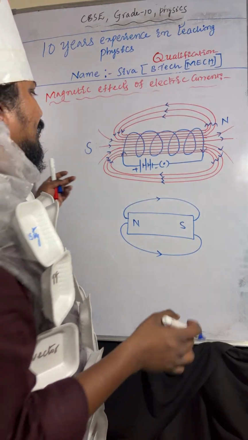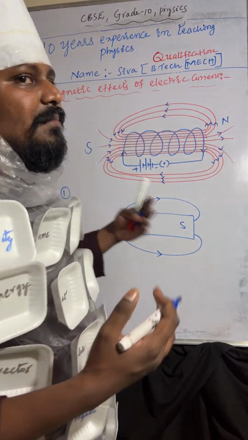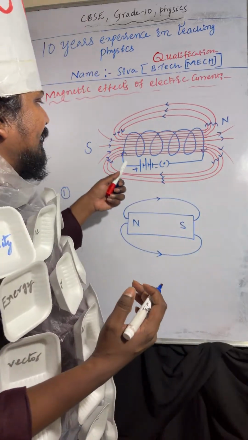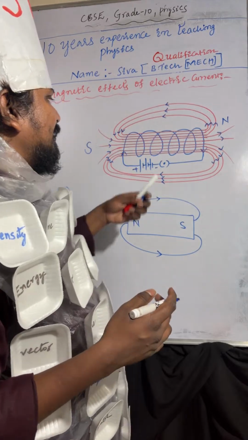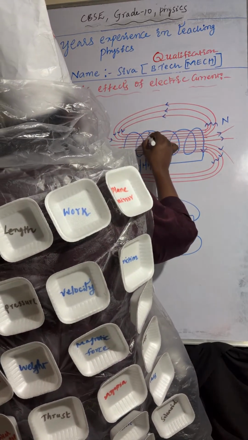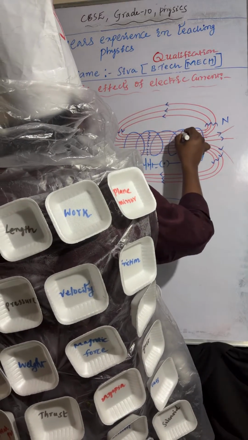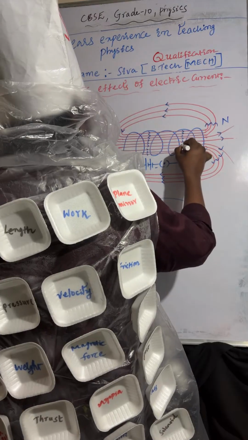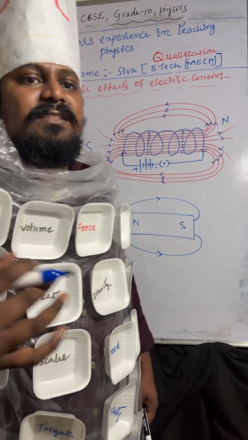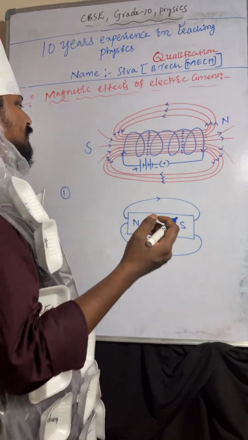But here, one point is we can increase the magnetic field. How can you increase the magnetic field? By increasing the strength of current. If you increase the current, automatically the magnetic field also increases. And one more thing, if you increase the number of turns, the magnetic field also increases. Understood or not?